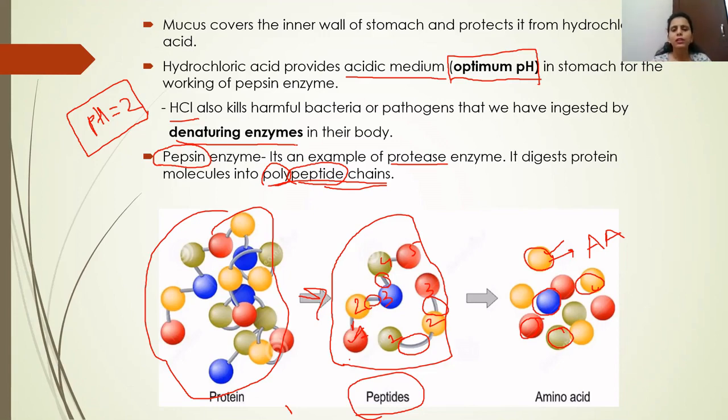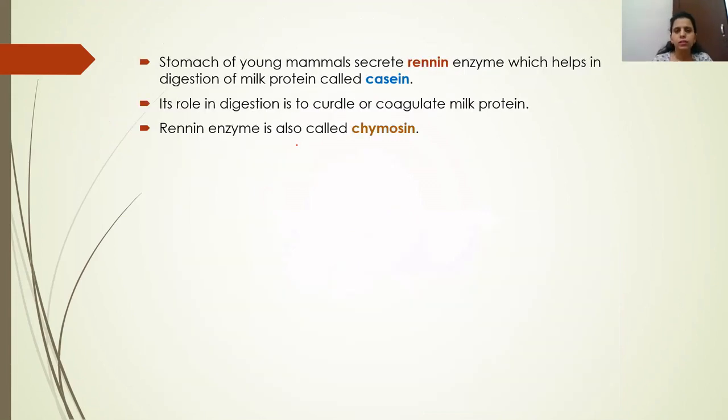So these two are the functions of hydrochloric acid. In the exam, if they ask, you must mention that the first one is that hydrochloric acid provides optimum pH for the proper working of pepsin enzyme, and second, it kills harmful bacteria or pathogens by denaturing the enzymes in their body.